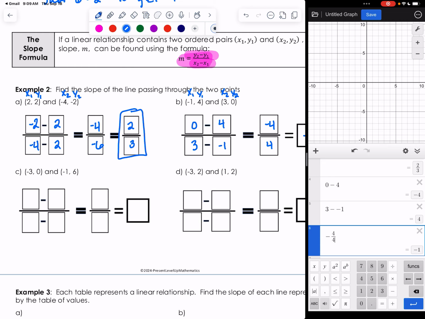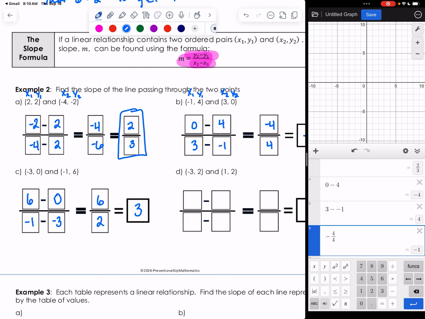All right, welcome back. Let's see how you did. On the top of your fraction, you should have put your second y value minus your first y value. On the bottom, you should have put your second x value minus your first x value. So 6 minus 0 was 6. Negative 1 minus negative 3 was positive 2. And when you reduce that, you should have gotten 3. All right, check your answer with mine and correct anything that you got wrong.